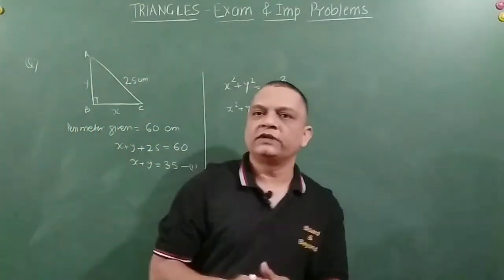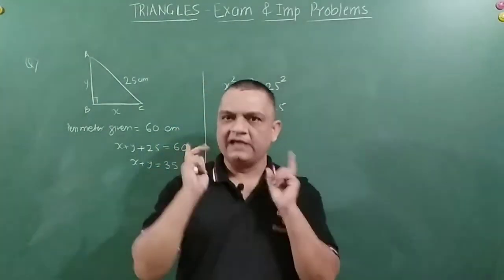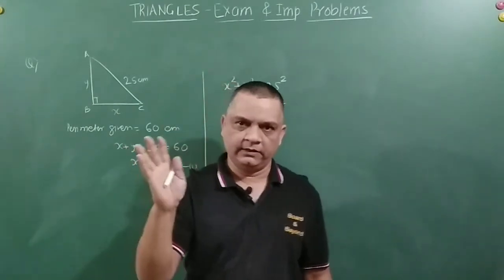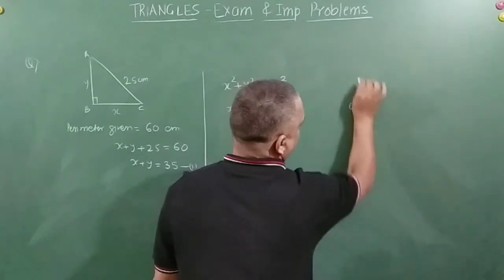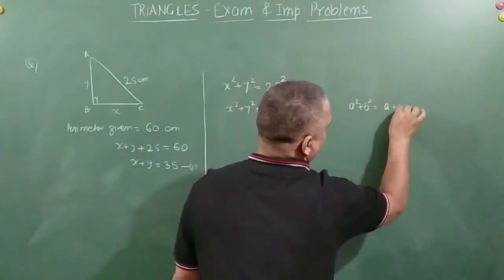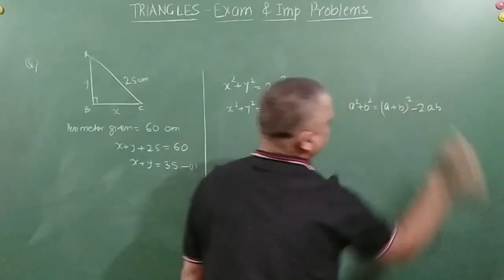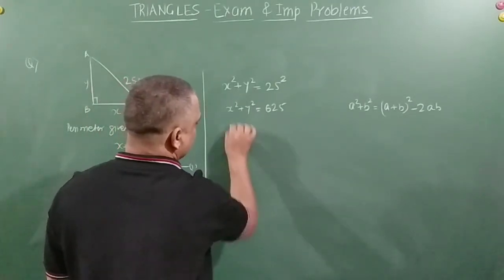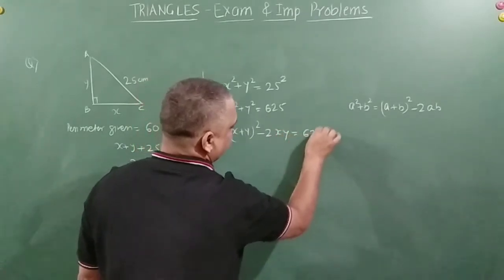We all know that a square plus b square is equal to a plus b whole square minus 2ab. So I am using this. A square plus b square is equal to a plus b whole square minus 2ab. Using that, I can write this as x plus y whole square minus 2xy is equal to 625.